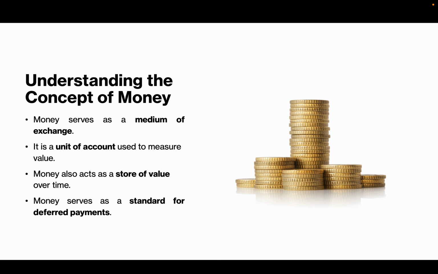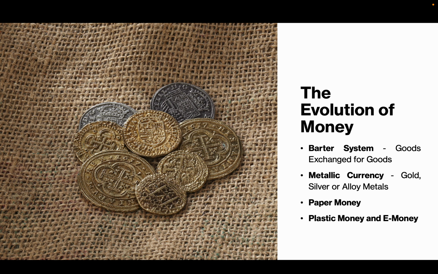And guess what? Money also helps us to pay later. That is, it serves as a standard for deferred payments. For example, if I buy a TV today, but I tell the shopkeeper I'll pay you 10,000 in 6 months, it is easy because we both know exactly how much I owe and when I will be going to pay him back. Now let's see how money has changed over time.